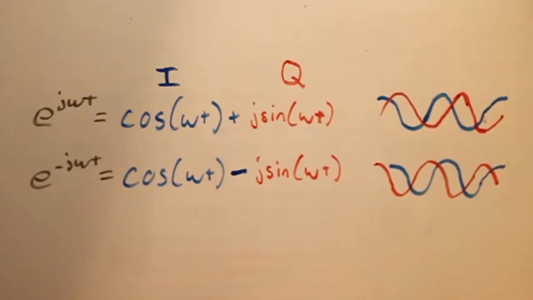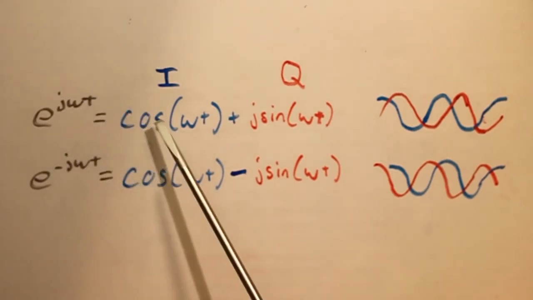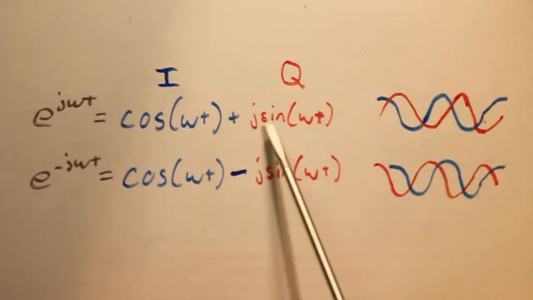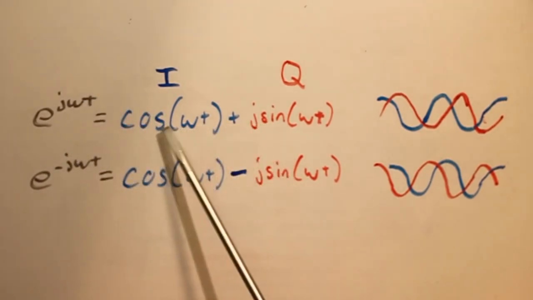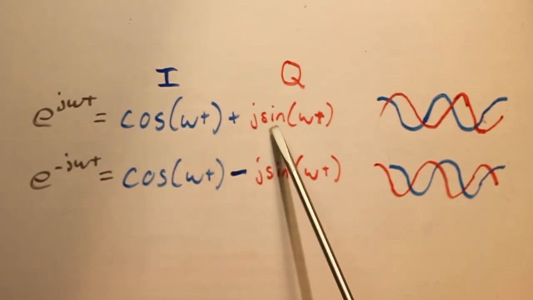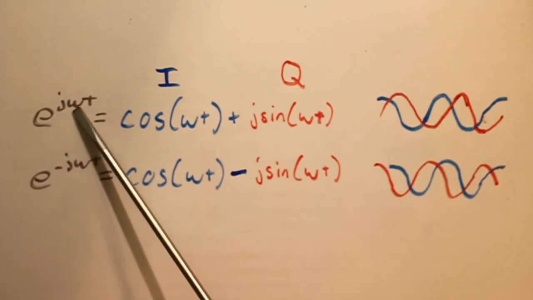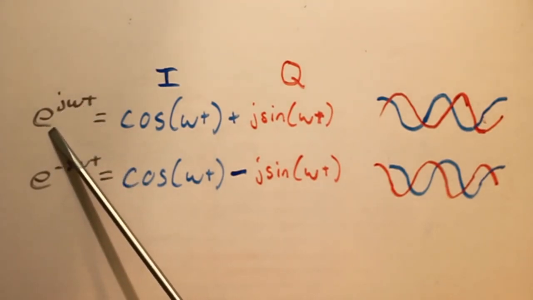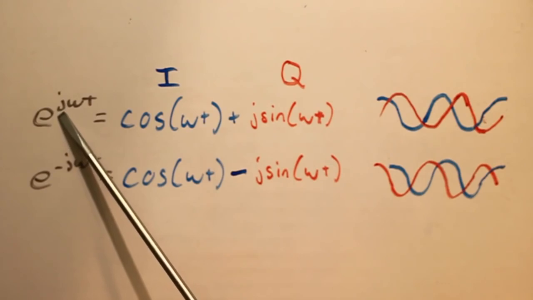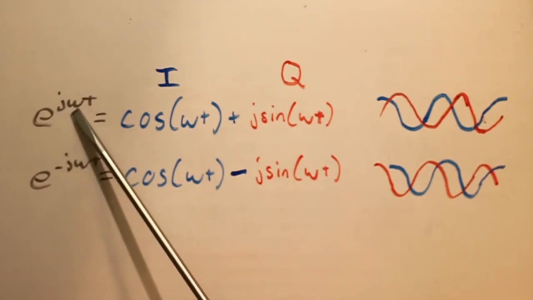Now, the mathematician Euler showed that when you have two signals that are out of phase by 90 degrees, represented here by this cosine and sine, you can represent them by e to the j omega t, where e is Euler's number, j is the square root of -1, so we're dealing with a complex value here.